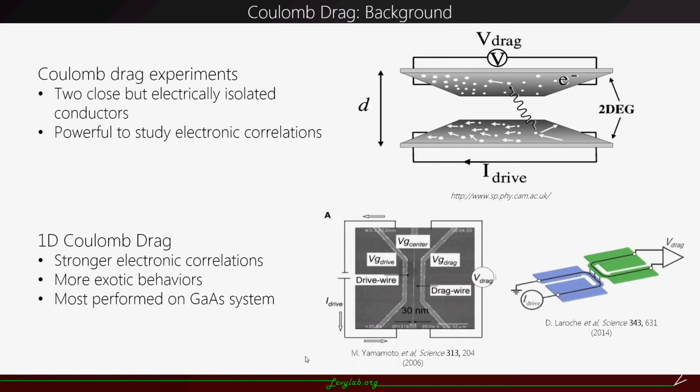A challenge for Coulomb drag experiment lies in the device fabrication because it's difficult to make two nanowires close apart while still preventing leakage between two nanowires. Before, most experiments were performed on gallium arsenide system with either lateral or vertical geometry, and nanowires are created by gating technique.